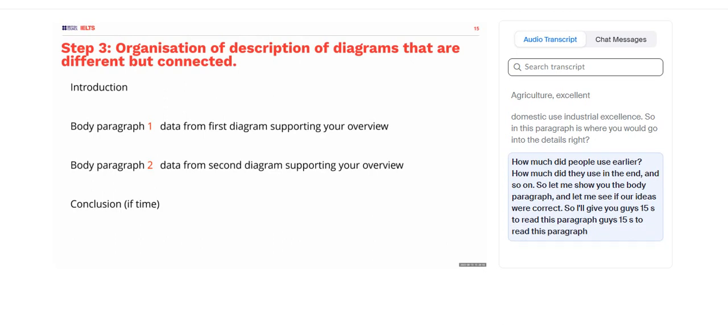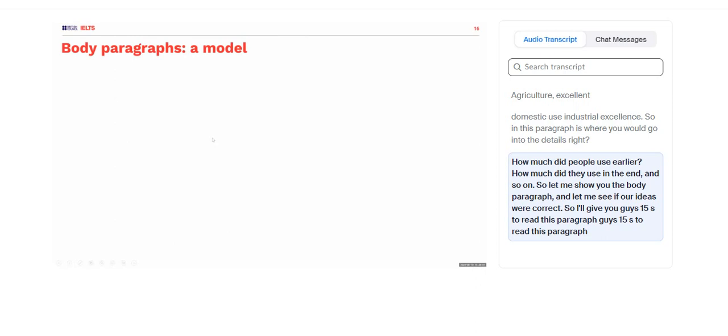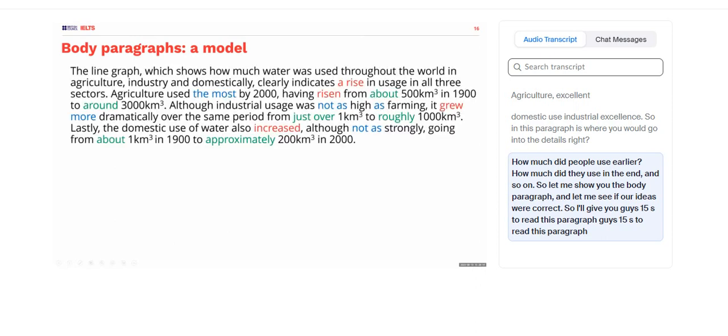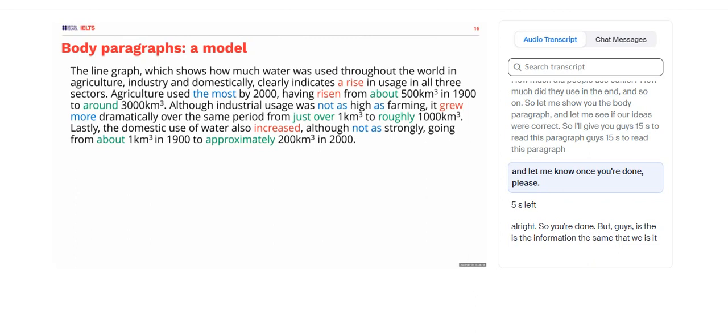How much did people use earlier? How much did they use in the end? And so on. So let me show you the body paragraph and let me see if our ideas were correct. So I'll give you guys 15 seconds to read this paragraph. Let me know once you're done, please.